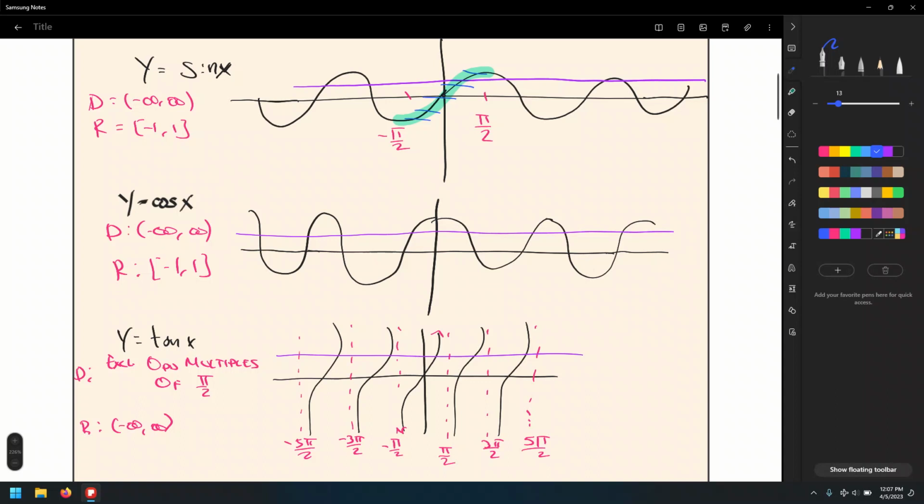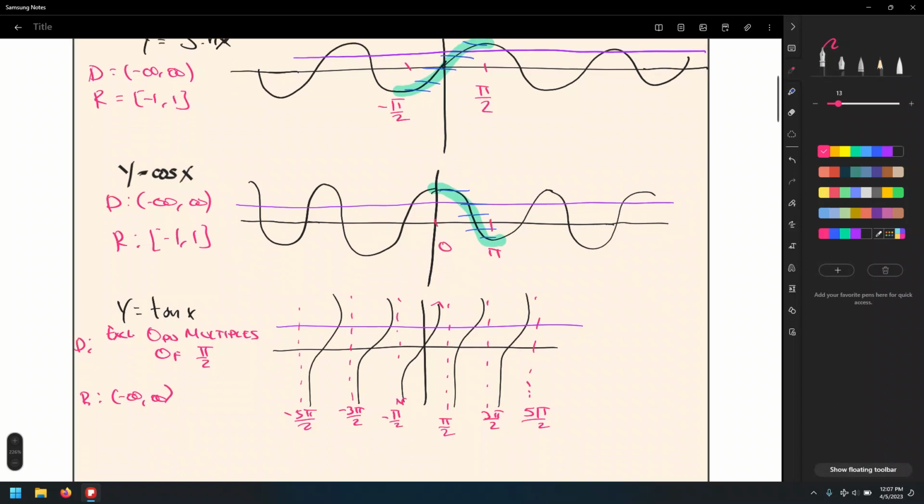Same thing for the cosine function. Let me highlight a window so that the horizontal line test is passed in this case. Do you see how this time the horizontal line crosses only once on the graph, only within the window? What's that? That's 0 to pi.